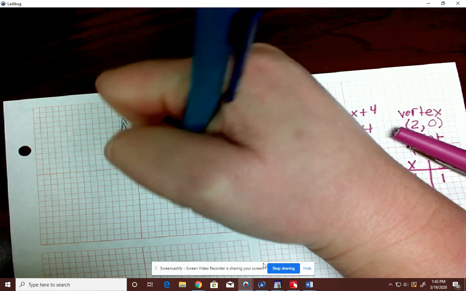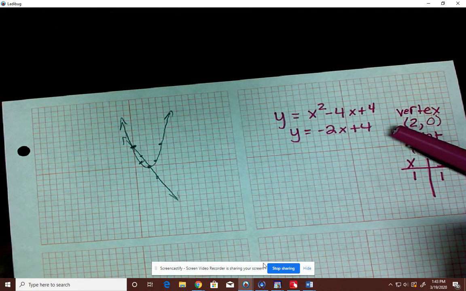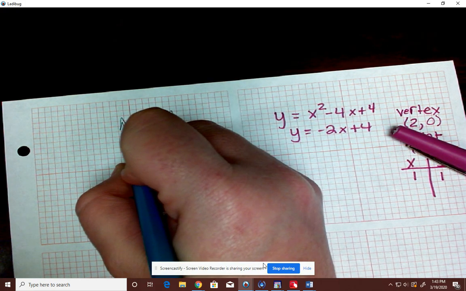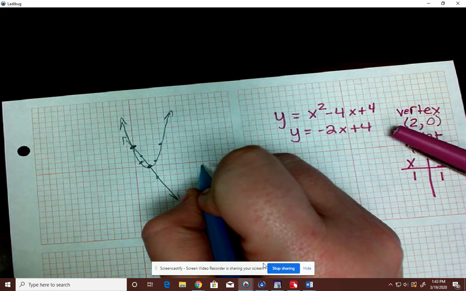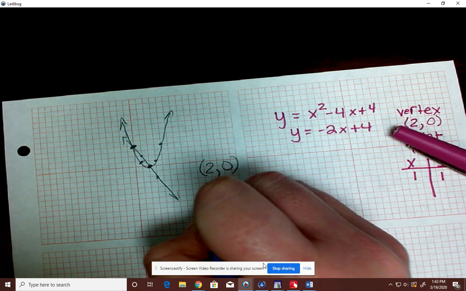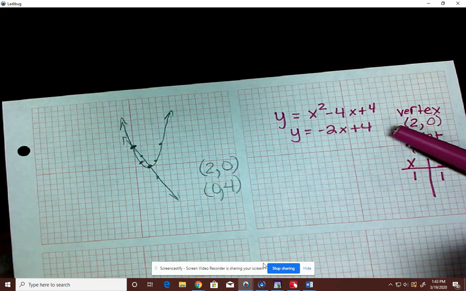It may help if you do these in different colors so things don't get as confusing. So here's a point where they intersect. Here's a point where they intersect. So my solutions to this are (2, 0) and (0, 4).